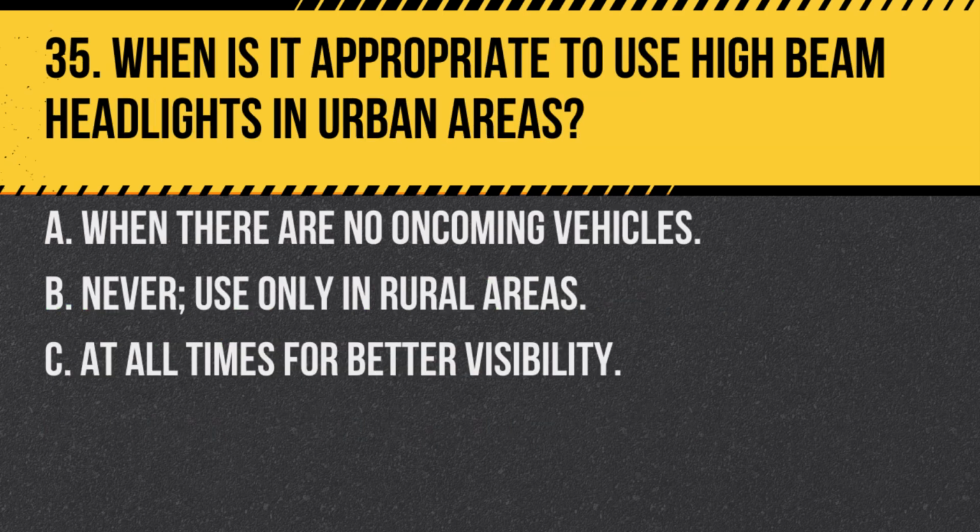Question 35. When is it appropriate to use high beam headlights in urban areas? A. When there are no oncoming vehicles. B. Never. Use only in rural areas. C. At all times for better visibility. Answer. B. Never. Use only in rural areas. High beams can blind other drivers and are inappropriate in well-lit urban settings.